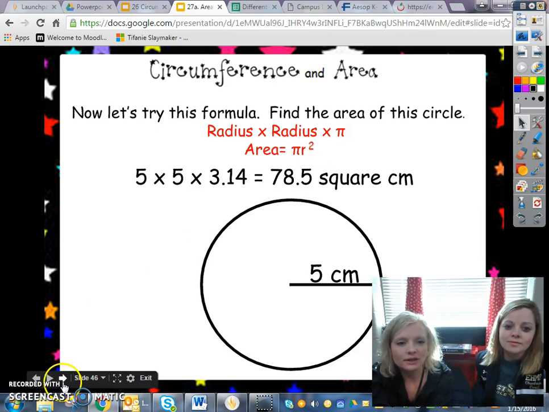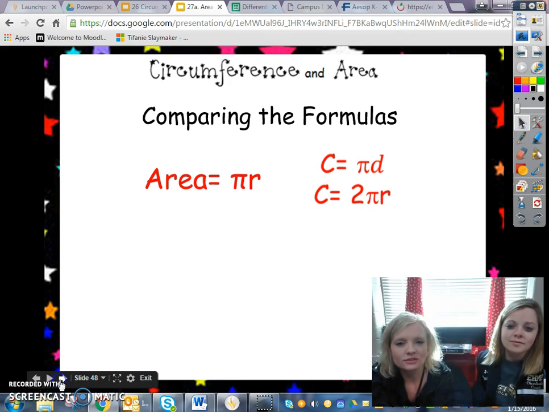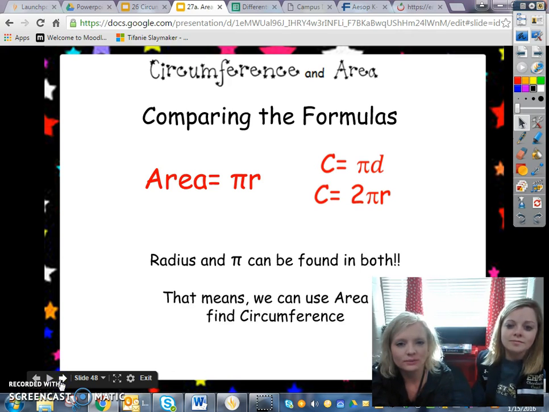What we want to notice next is what the circumference and the area formulas have in common. They both have an r that we can use and a pi. We can use that component of each formula to use the formulas interchangeably. If we have the circumference, we can find the area. If we have the area, we can find the circumference.